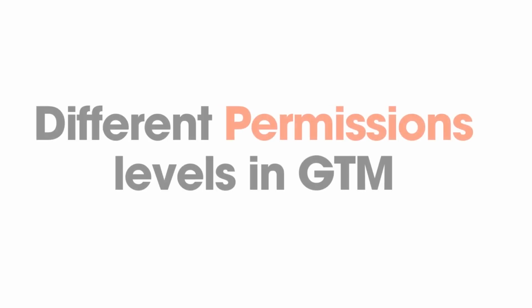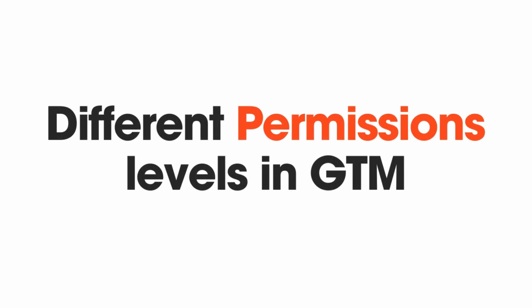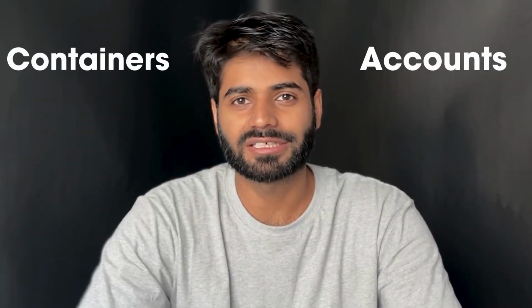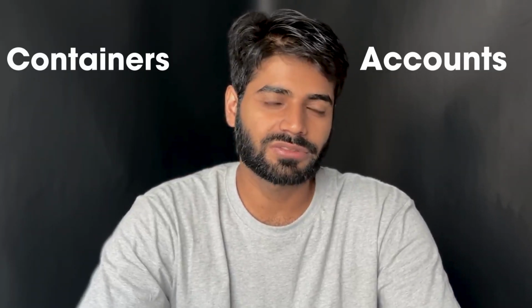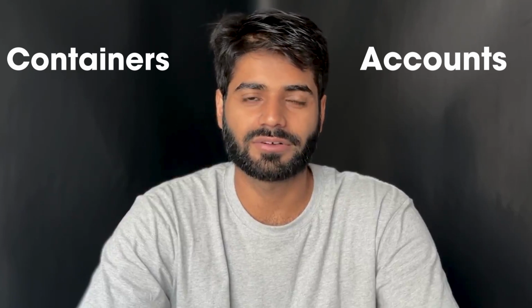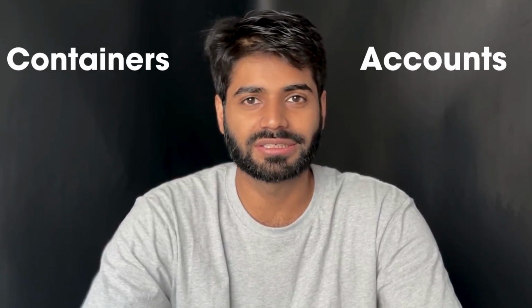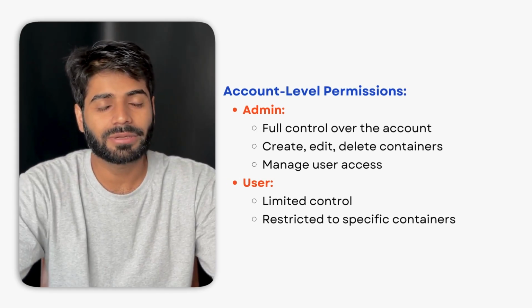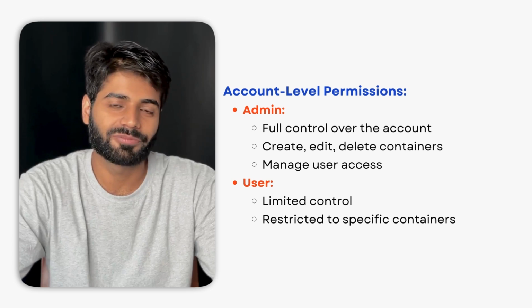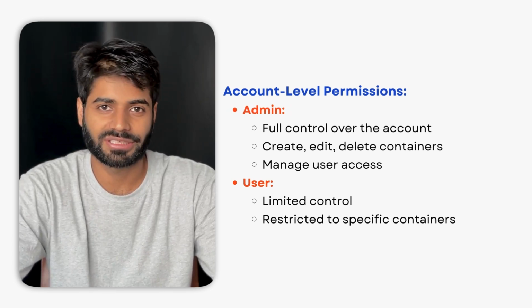Now let's talk about the different levels of permissions that we have inside Google Tag Manager. Since we have two different things, accounts and containers, we will be talking about accounts first, what levels of permissions we have inside accounts, and then we will move on to the container permission levels. On the Google Tag Manager account level, we have two different kinds of permissions. One is admin and the other one is user.